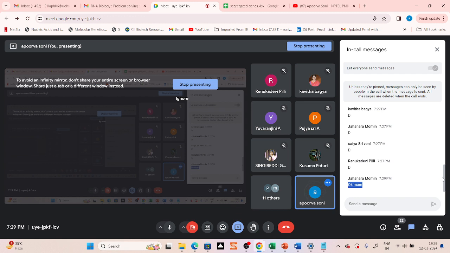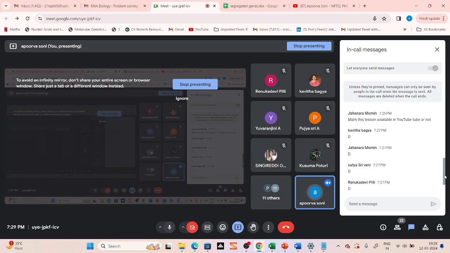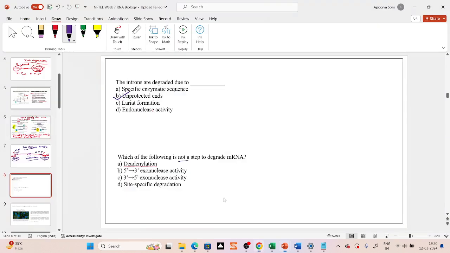So Renuka, Satyashri, Jahanara, Kavita, everybody has answered correctly. The correct answer is D, that is site specific degradation. We have all studied just now that deadenylation happens, and after deadenylation, either it can go for 5 prime to 3 prime cleavage or 3 prime to 5 prime cleavage. 5 prime to 3 prime cleavage means decapping is occurring.